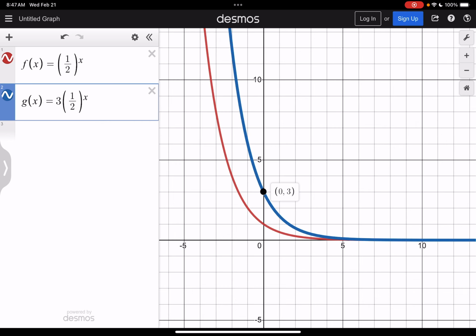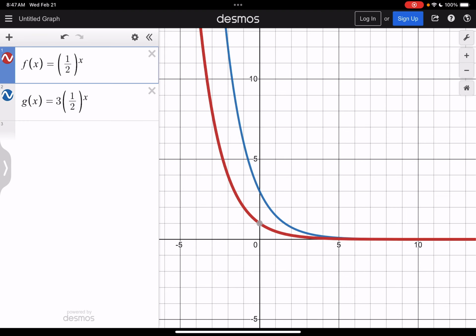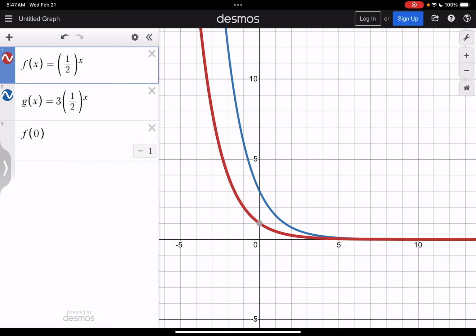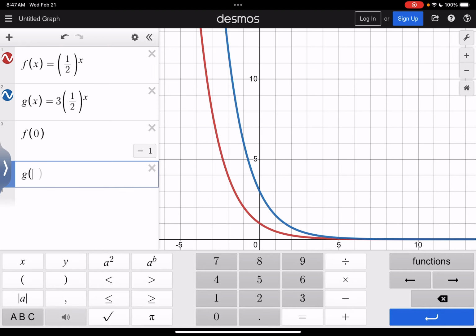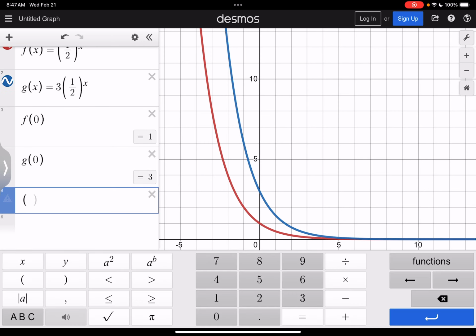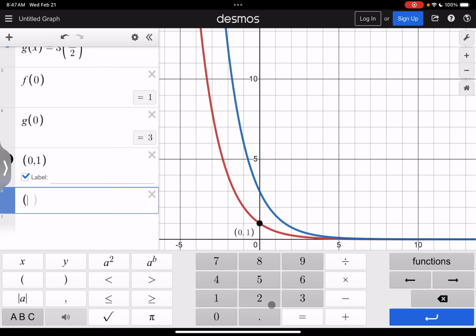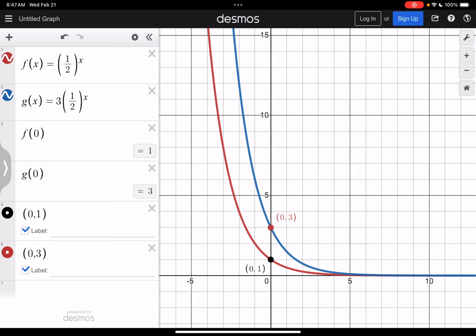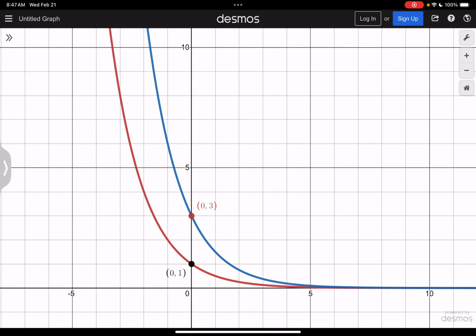So what's the major difference here? First of all, the major difference is f of 0, that y-intercept. See what's nice about function notation? I can type in f of 0, and it gives me the y-intercept, and g of 0. That's different. If you notice, the one is at the point (0, 1). Let's label it. The other one is at the point (0, 3). Let's label that point. So they have different y-intercepts.